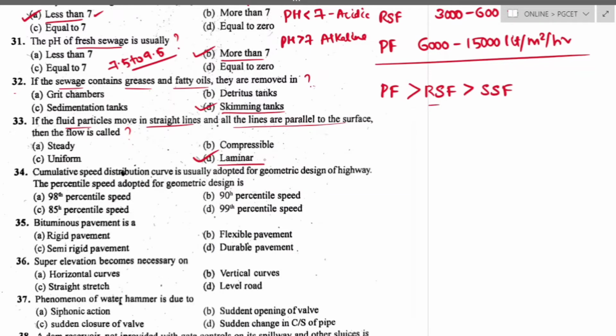So in this type of laminar flow, the fluid moves along well-defined paths or streamlines, and all the streamlines are straight and parallel. It is also called streamline flow or viscous flow.